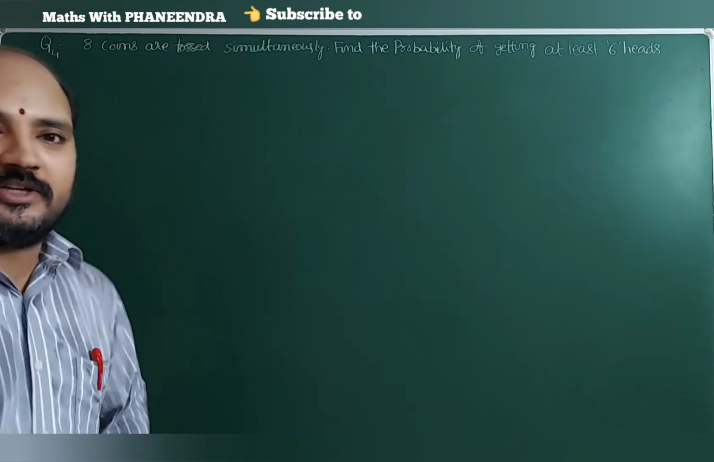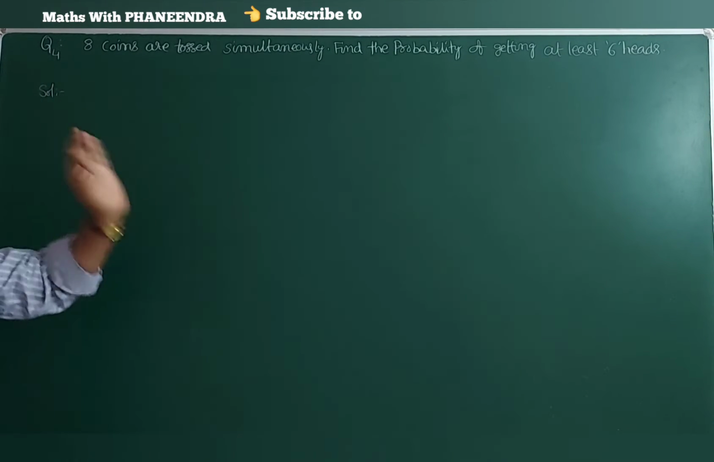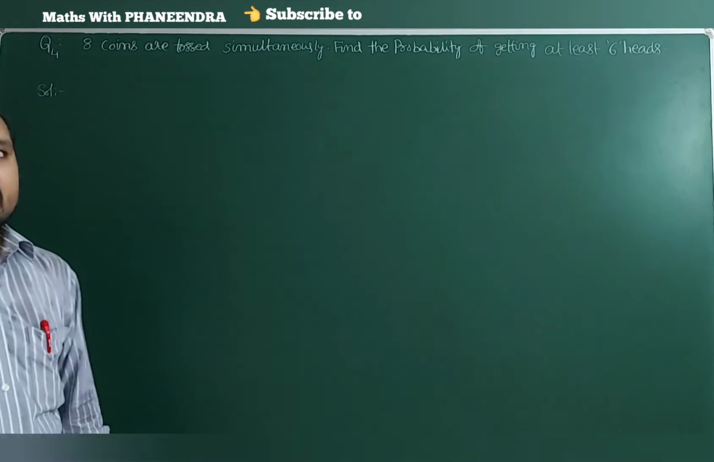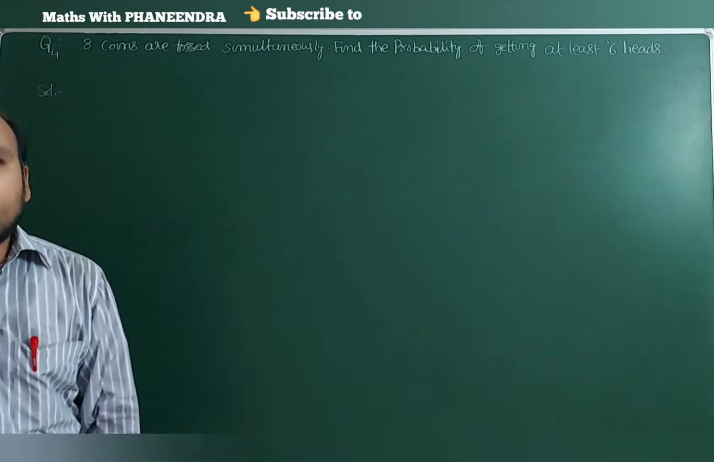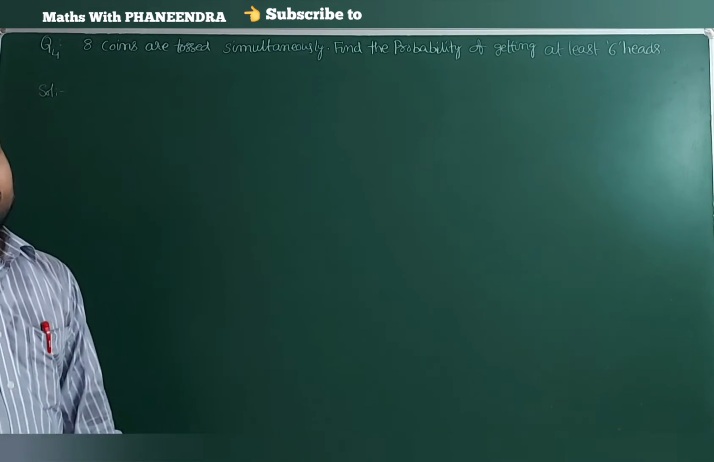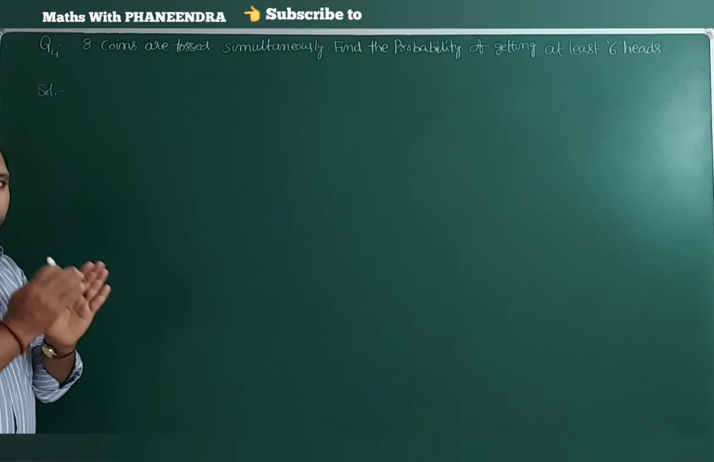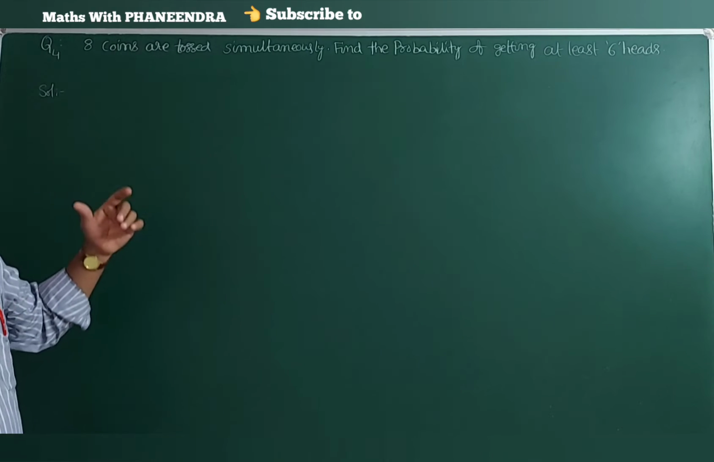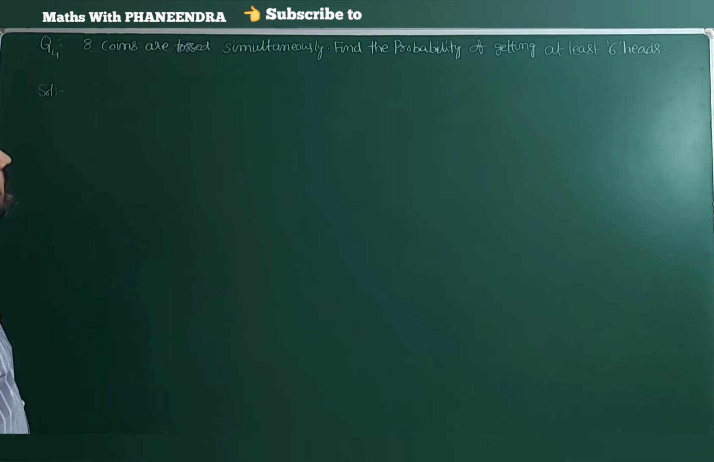The next question, students, question number 4. 8 coins are tossed simultaneously. Find the probability of getting at least 6 heads, at least 6 heads. 8 coins are tossed, so the number of tosses means n is equal to 8.